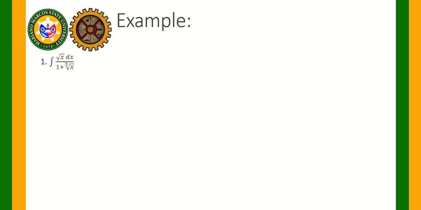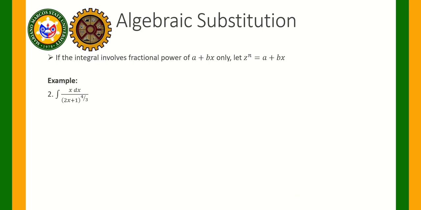Okay? So, let's have example number 2. Another case, if the integral involves fractional power of a plus bx only, let z raised to n be equal to a plus bx. Okay? So, ito, example number 2, the integral of x dx all over 2x plus 1 raised to 4 over 3. So, yung a plus bx natin, merong fractional power. So, what should we do? Ang gagawin natin is to tanggalin yung fractional power niya dito.